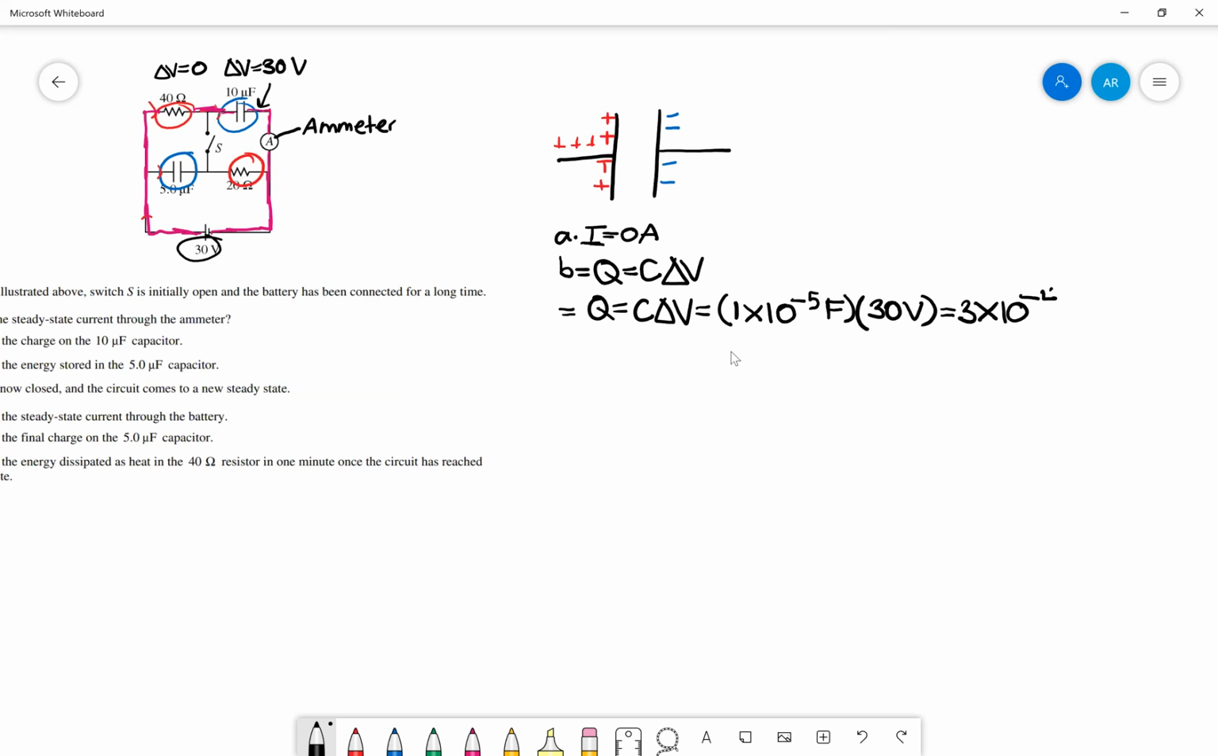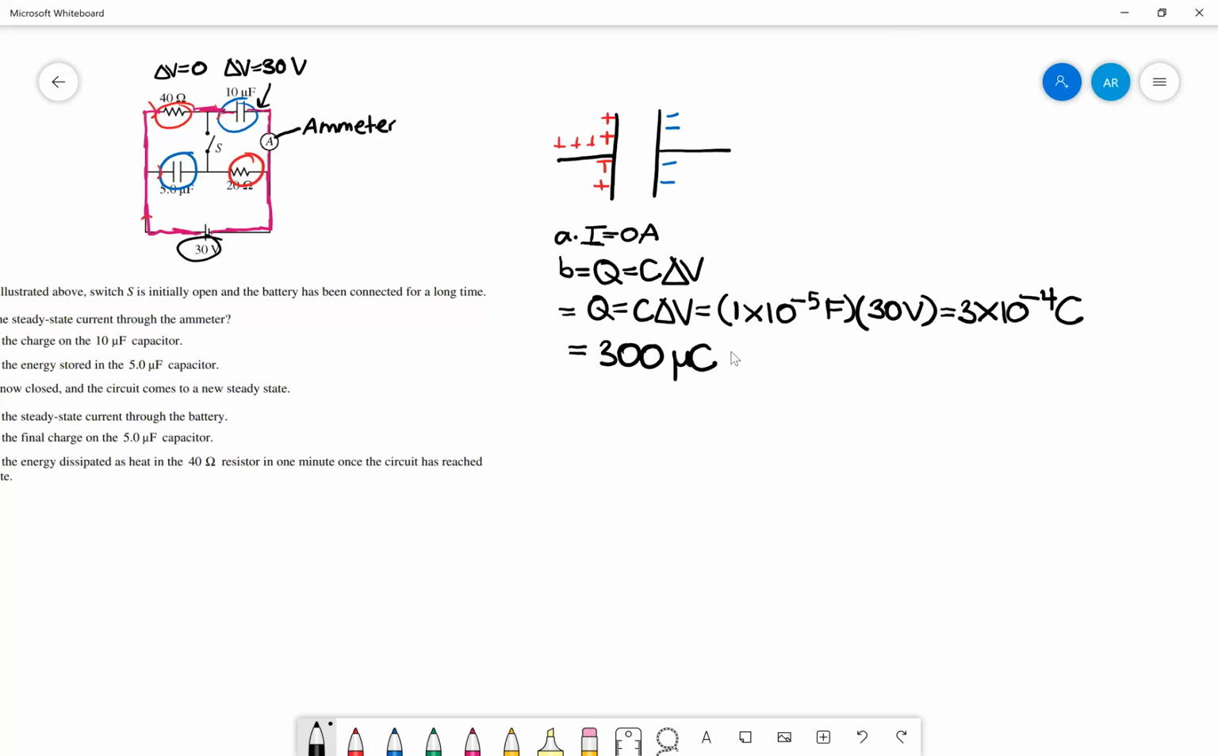This calculation can be done mentally. 30 times 10 to the negative 5 coulombs is 3 times 10 to the negative 4 coulombs. Or you can write it as 300 microcoulombs. So that would be our charge on the one plate of the 10 microfarad capacitor.